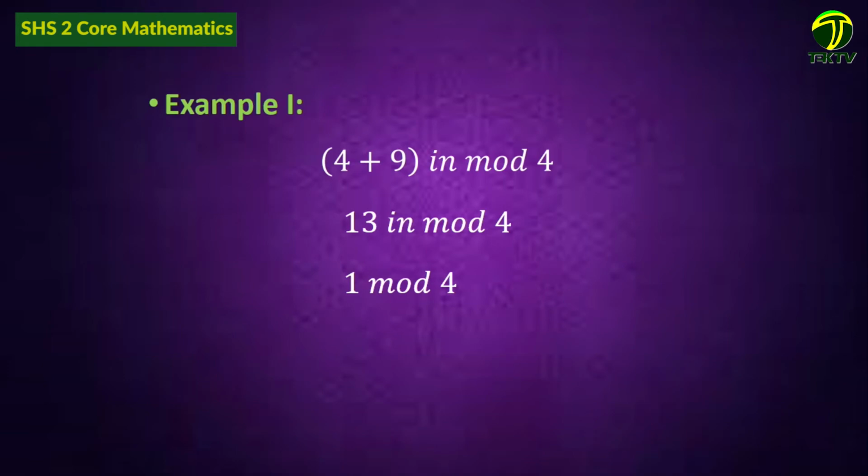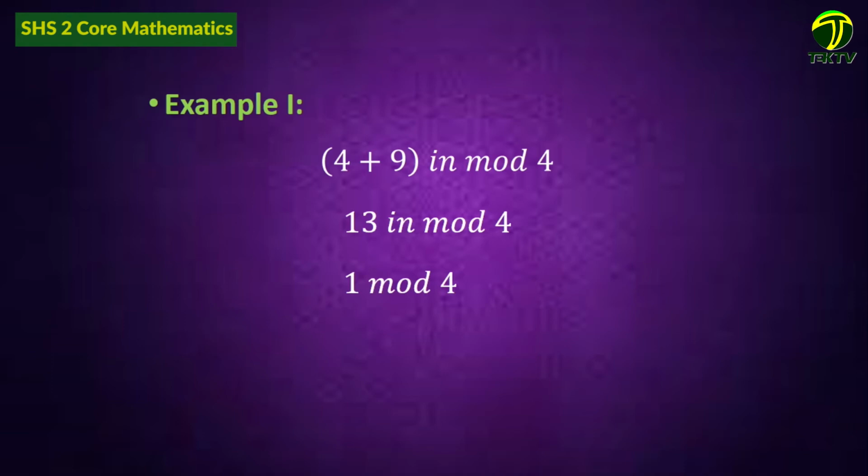4 plus 9 in mod 4. So I want you to add 4 and 9, but leave your answer in mod 4. How do you go about this one? 4 plus 9 will give you 13. But 13 in mod 4.